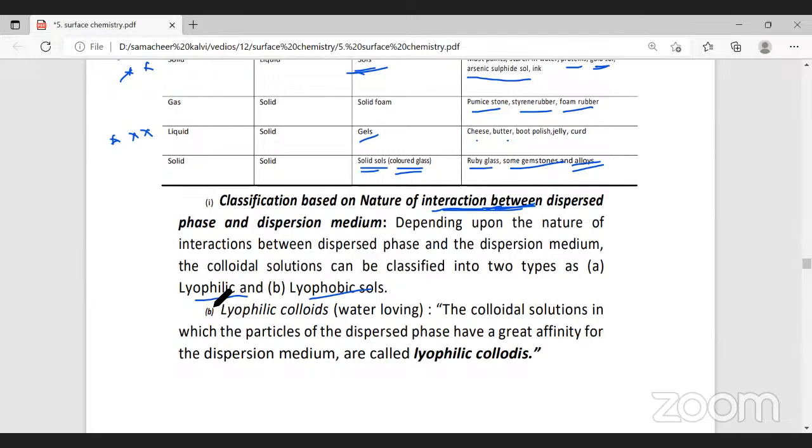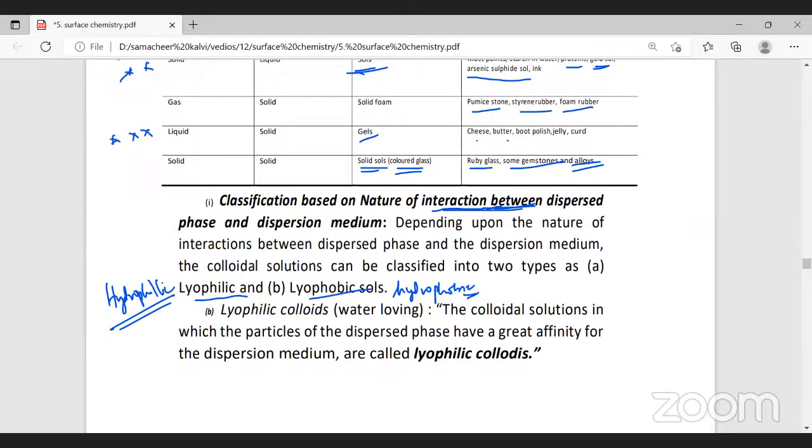Lyophilic. Philic stands for loving. Lyo stands for a solvent. So if it is water loving, it will be called as hydrophilic. It will be specifically called as hydrophilic. Phobia is fear, hating. So if a colloidal particle is having very less affinity towards the solvent, they are called as lyophobic. If the solvent is water, it is called as hydrophobic colloid.